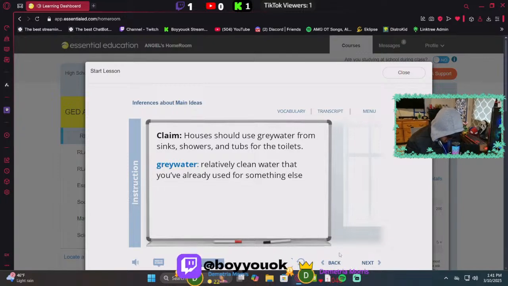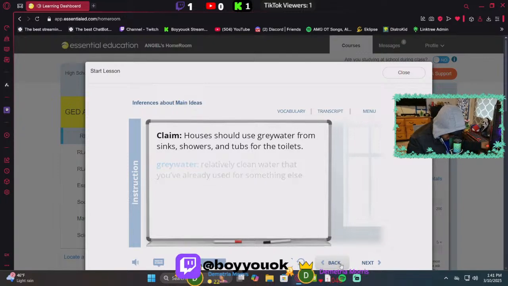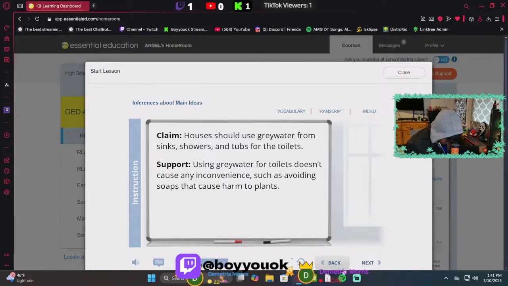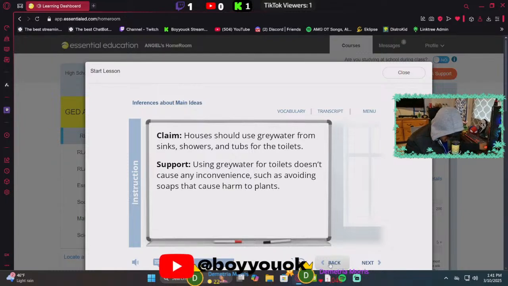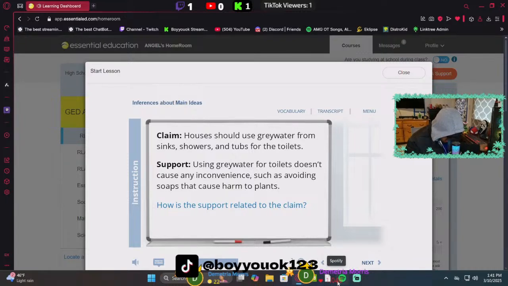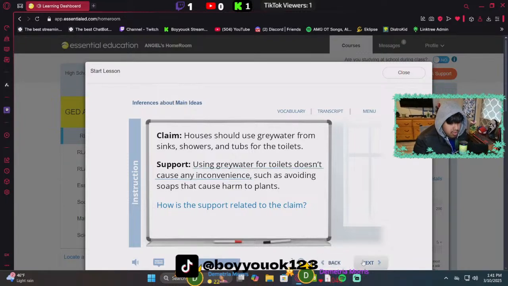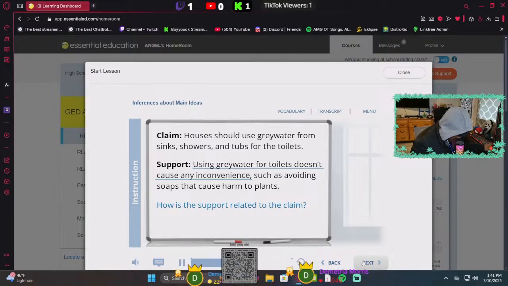Now, let's say I make this statement in support of my claim. Using gray water for toilets doesn't cause any inconvenience, such as avoiding soaps that cause harm to plants. What inferences can you make? First, how is the support related to the claim? That's an important inference. The support says that using gray water for toilets isn't inconvenient. That supports the claim, because if it was inconvenient, people wouldn't want to do it. Maybe they'd even make mistakes, like using the wrong soap. It's countering a possible argument against the claim, that using gray water could be inconvenient.